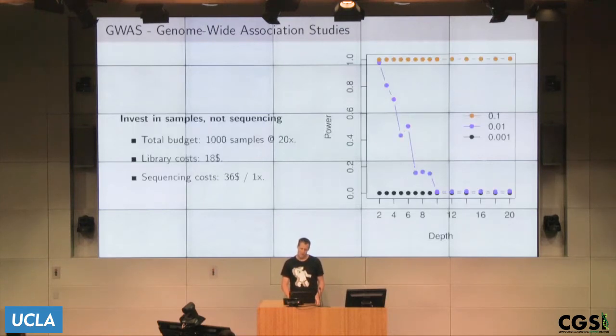And I ran some simulations here where I assume the following. You have a total budget that would be enough to sequence 1,000 samples at 20x. Okay? And I assume that library costs are $18 and sequencing costs $36 per 1x. That's roughly what I have to pay my sequencing facility on the NovaSeq. And then I asked: I have a fixed budget, and I can either sequence a lot of individuals at low depths, or few individuals at high depths. And I wanted to know, what's the best strategy?